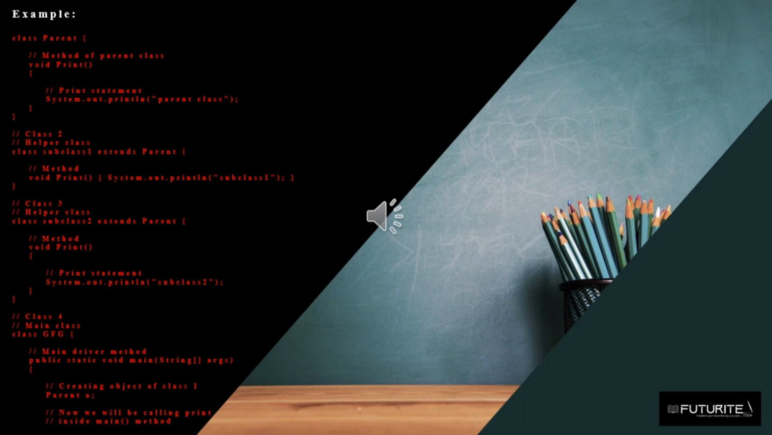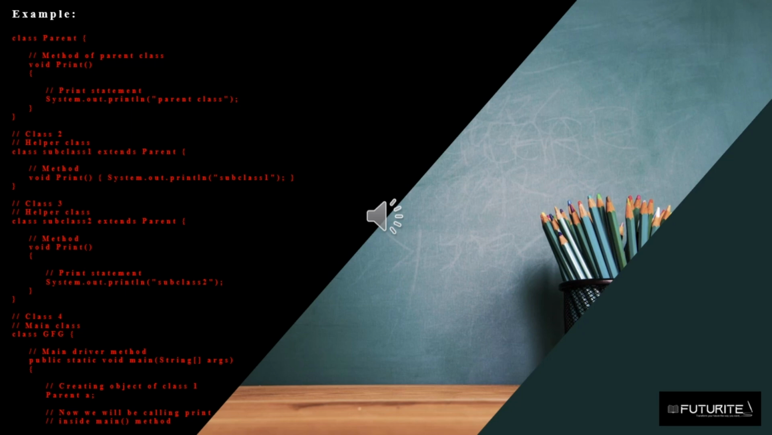Now let me make you understand. The Parent class has a method named print, and void means no return type. Generally, a method must return a value, but once you mention it as void, the method is not going to return a value. So the Parent class has a method print, which is printing a string literal, that is, "parent class".